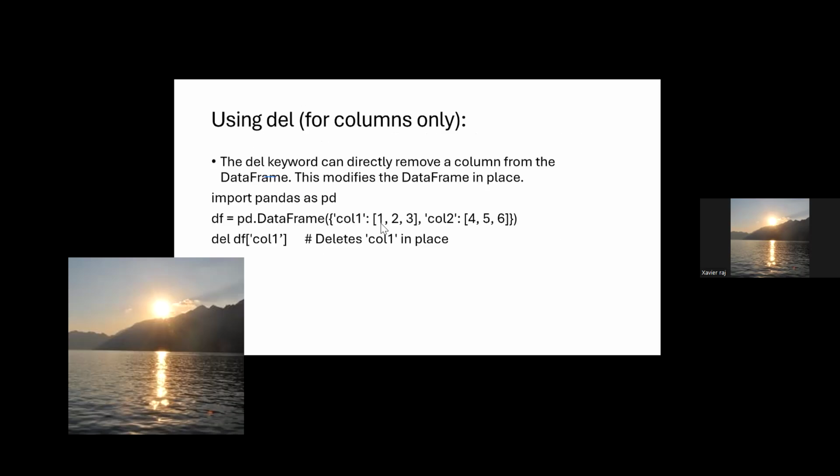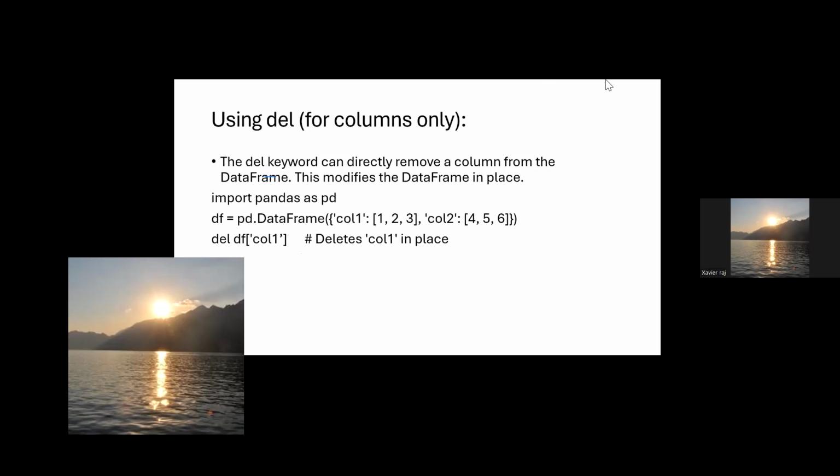So how to use del? Del is used only for deleting a column, just keep that in your mind. Drop, you can delete the row as well as the column, but the del keyword directly removes the column from the data frame. So here you see del df['col1'], which means that particular column will be removed. So to remove only a column you can use del, but if you want to delete a row or a column, then you can use the drop method.